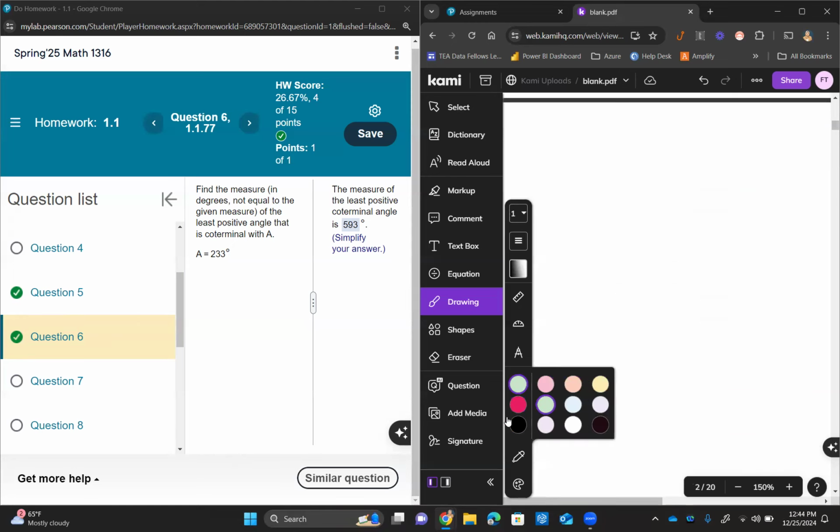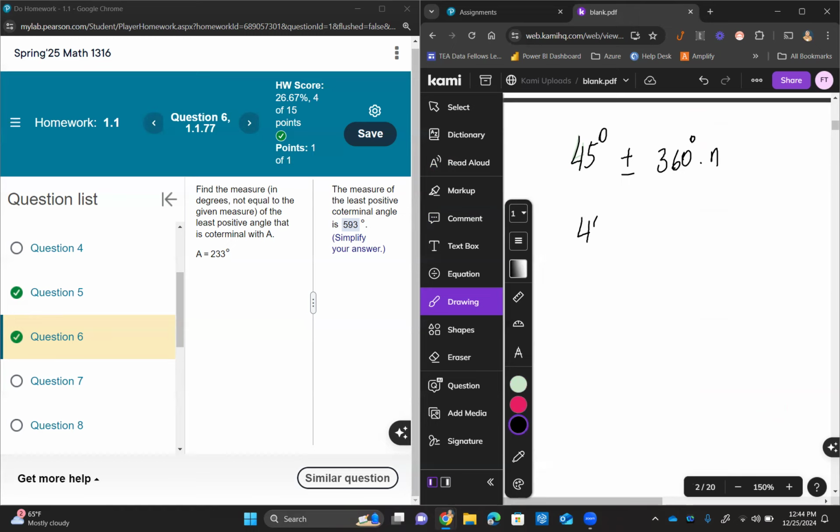To understand how to find coterminal angles, every time we need to find the coterminal angle to an angle, we're going to add or subtract 360 degrees and its multiples. So to find the coterminal angle for 45 degrees, you can add 1 times 360. And then you find that 405 will be a coterminal angle with 45 degrees, okay?